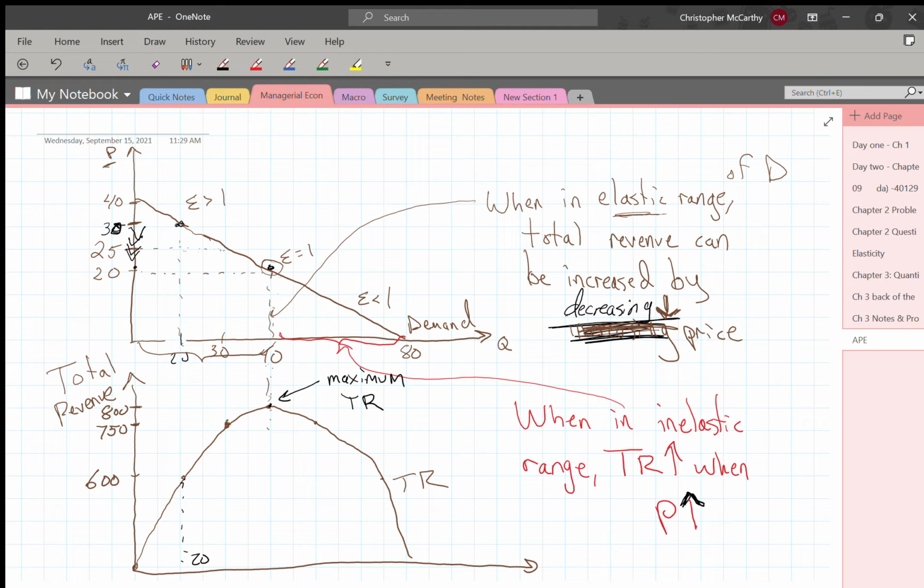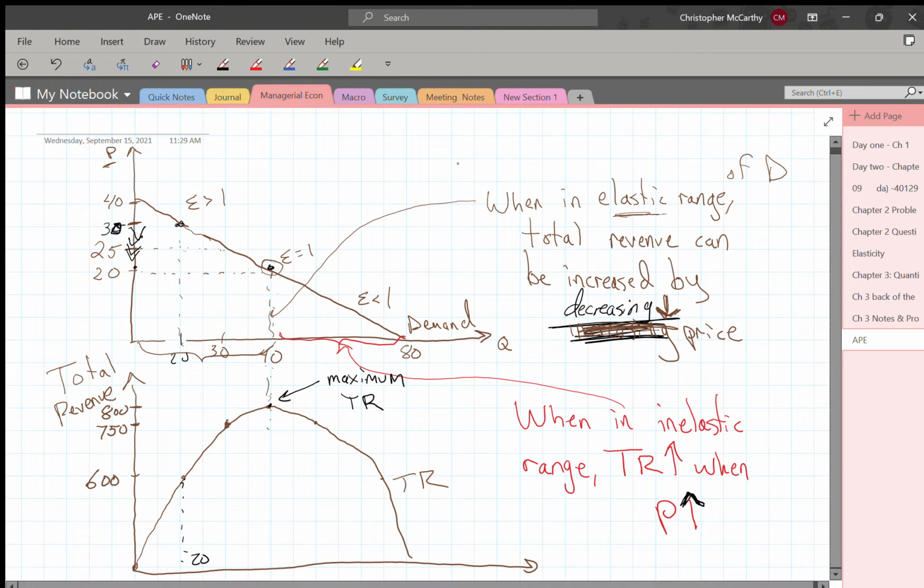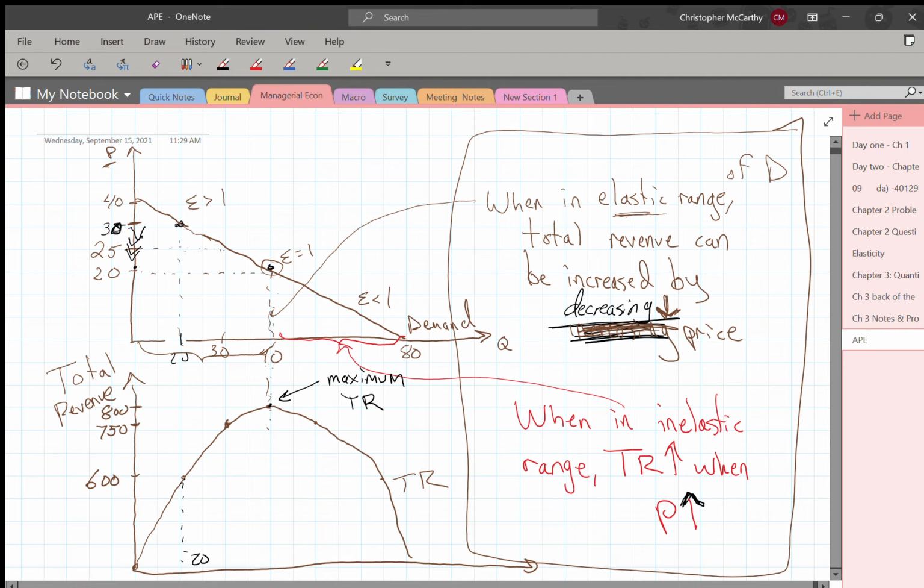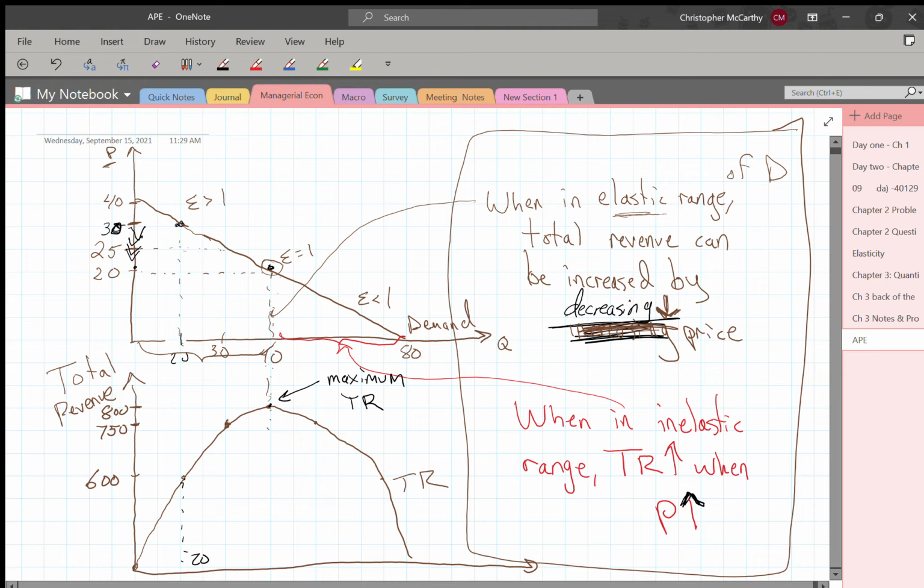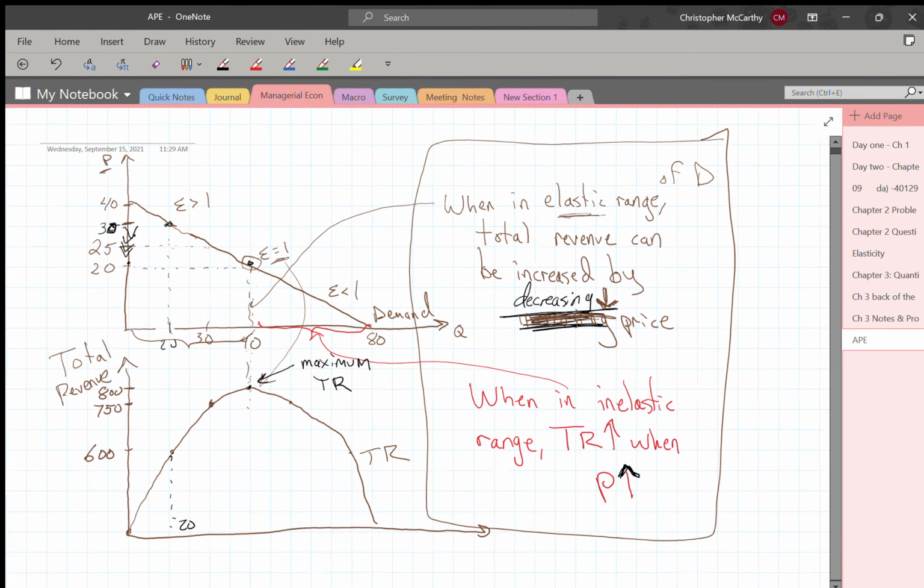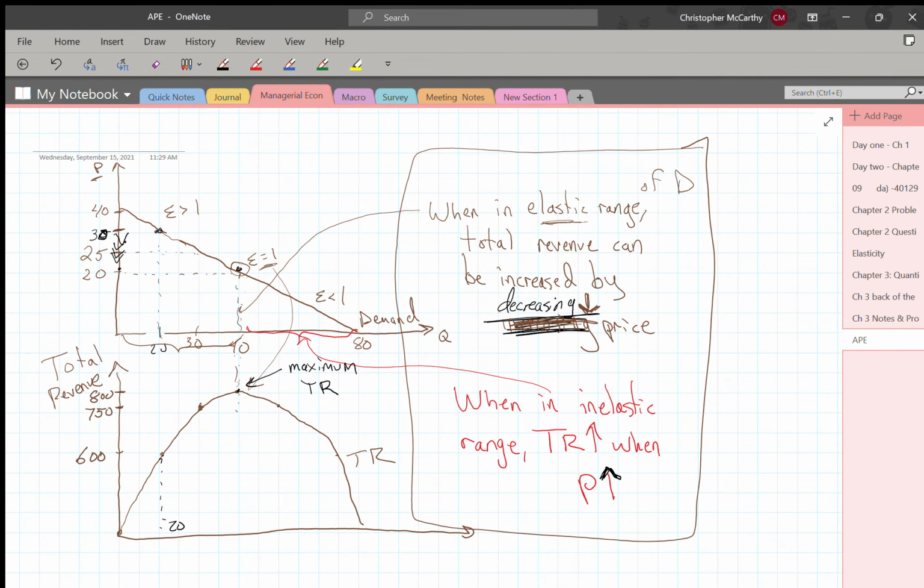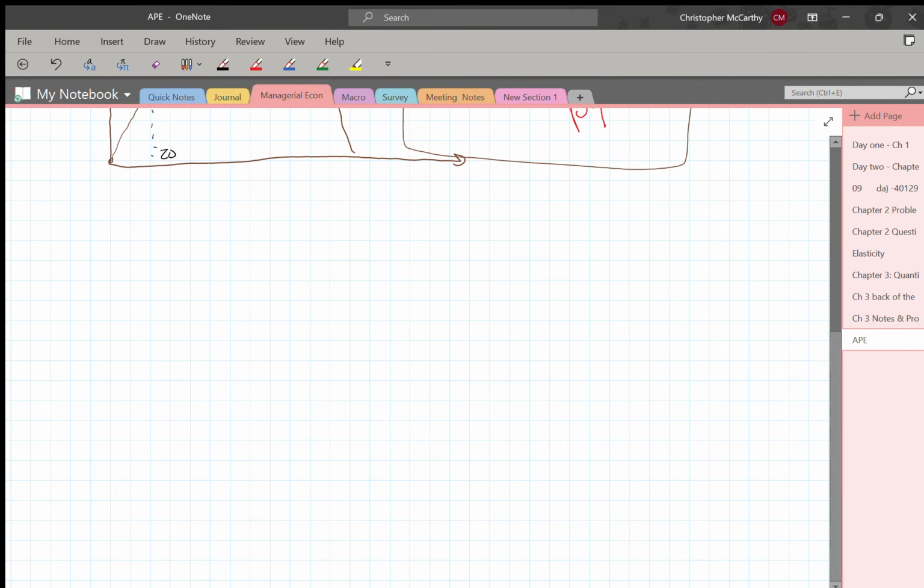The main thing to remember is these kind of rules over here, right? When it's elastic, you want to decrease price to increase total revenue. When it's inelastic, you want to increase price to increase total revenue. And when it's perfectly unit elastic, that's when the total revenue is maximized. So we have some extreme cases that we want to talk about as well when we're talking about elasticity.